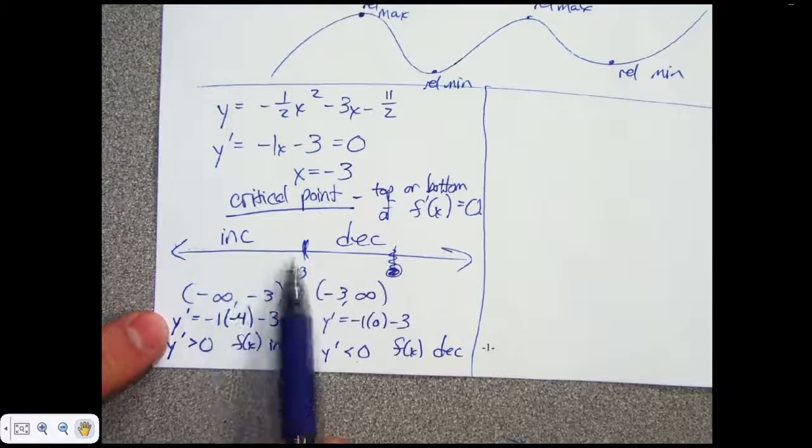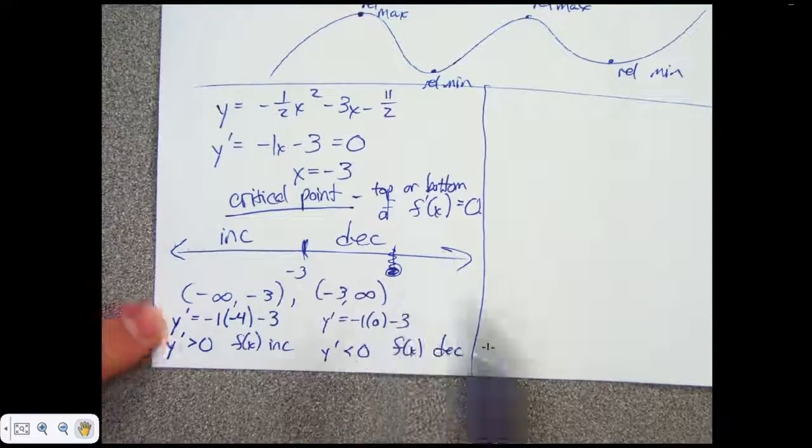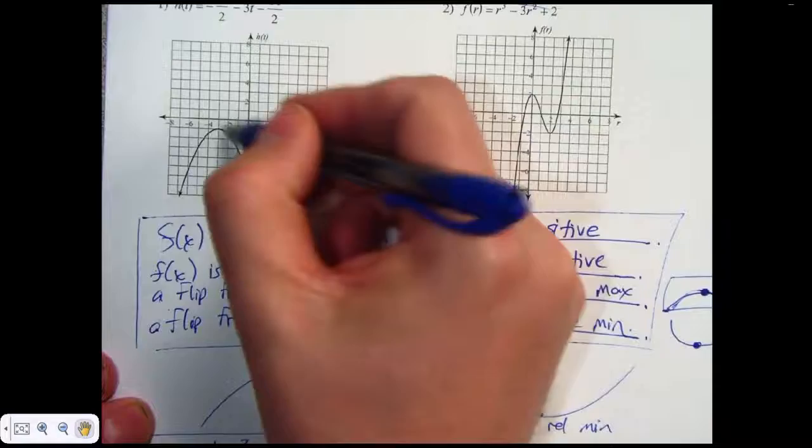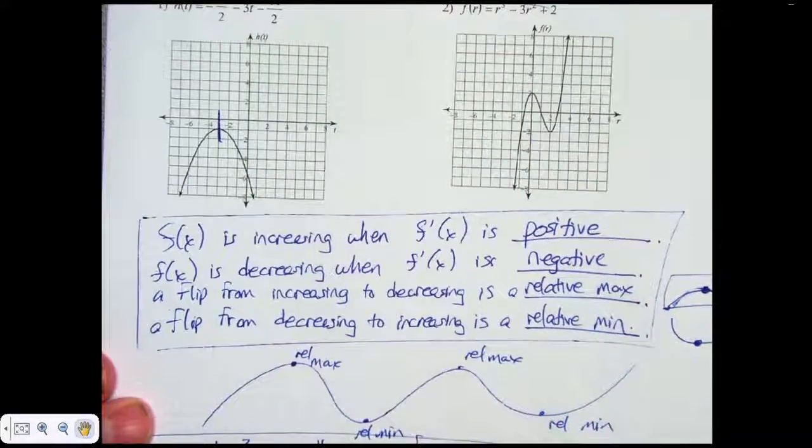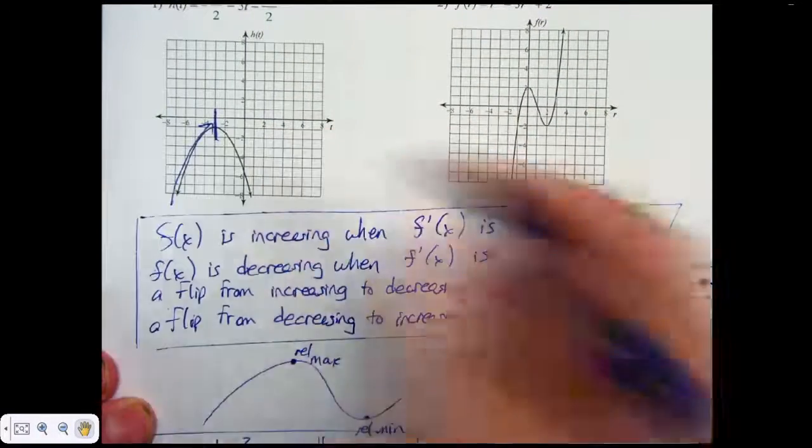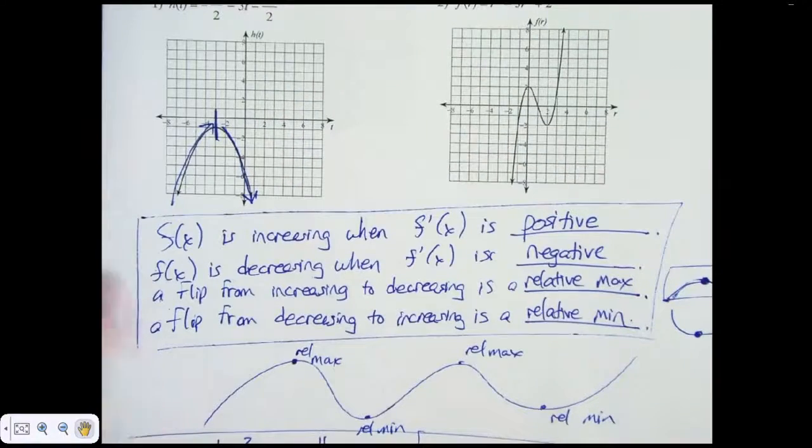So I know the function increases all the way up to x equals negative 3 and decreases after. And we've got a graph, right? Like we can check it. I mean, negative 3 is right there. So doesn't the function increase all the way up to negative 3 and then decrease after? That's all we're finding.